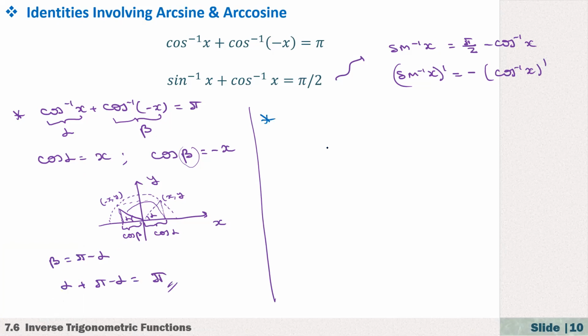For the second part, using the same approach, let's say alpha is equal to sine inverse of x, and beta is equal to cosine inverse of x, right? From here, what is x? x equals sine of alpha. And how about the second one? x is equal to cosine of beta.